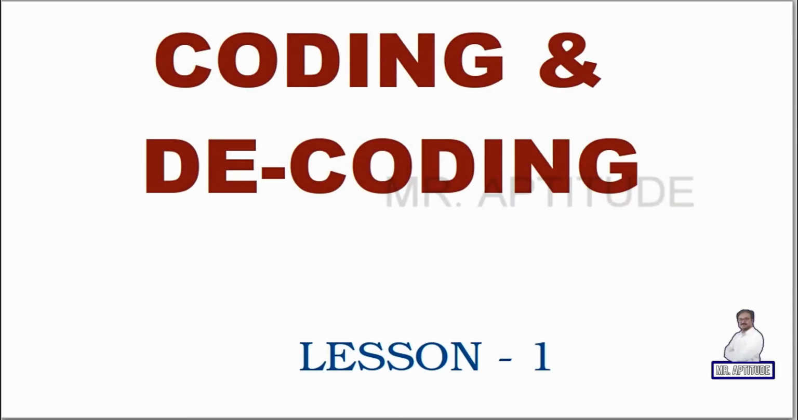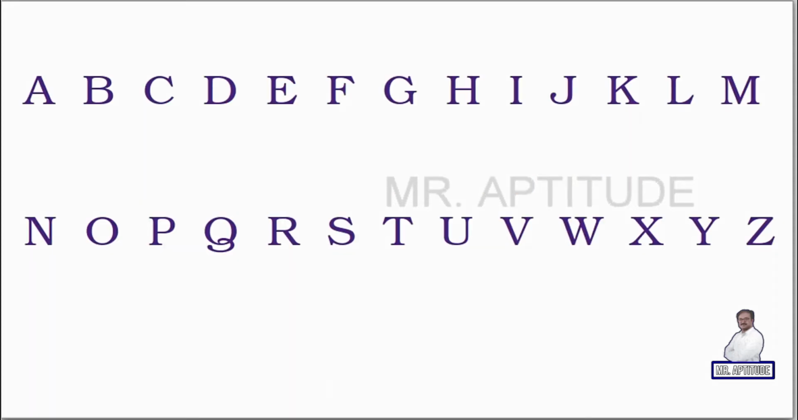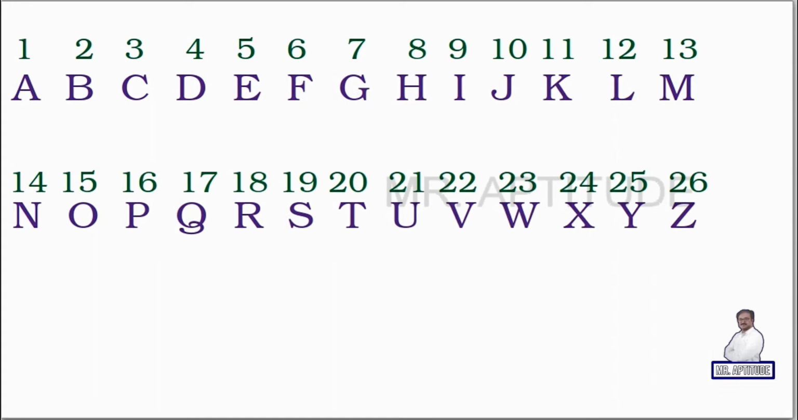Hi everyone, this is the first lesson on the topic coding and decoding. Students will usually feel that this topic is very easy, and of course it is. To master this topic, we have to learn some things, among which the first one is alphabet and their place values. Place value, what does it mean?